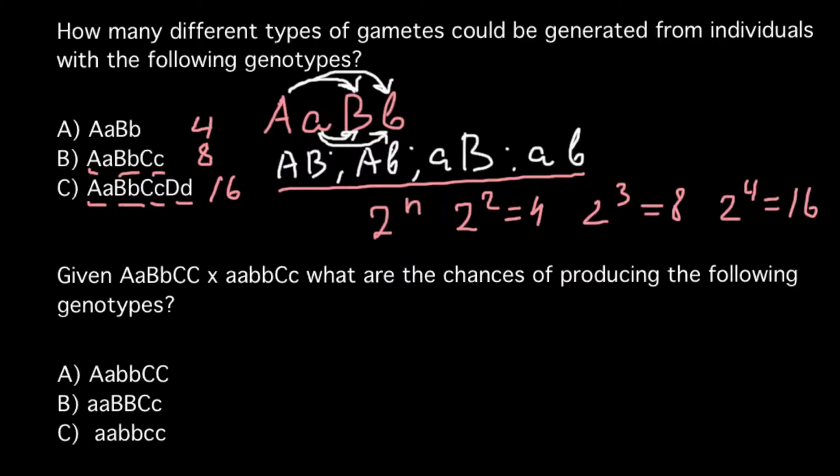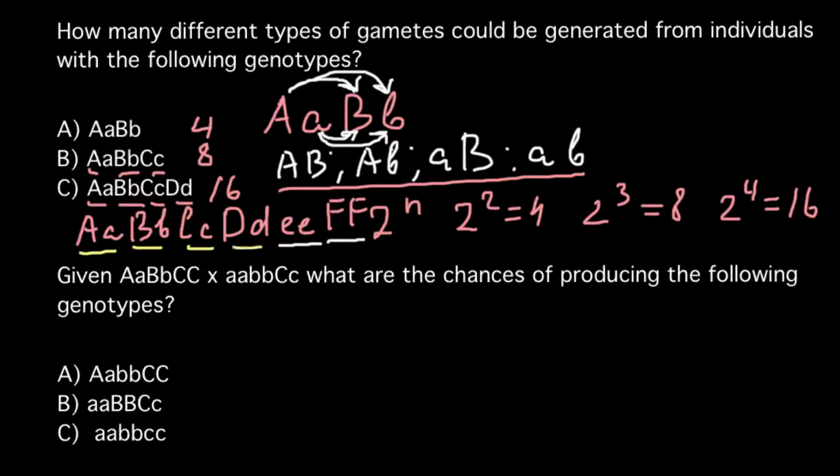And you may ask, what if the genotype would be, for example, capital A small a, capital B small b, capital C small c, capital D small d, and, for example, small e small e, and capital F capital F? The number of combinations would be absolutely the same as here, because here we have two loci in the homozygous form. Here is homozygous recessive, and here is homozygous dominant. So the number of combinations would be absolutely the same, because we only count the number of loci that are heterozygous, and the number would be the same: 1, 2, 3, and 4, just like in this example.